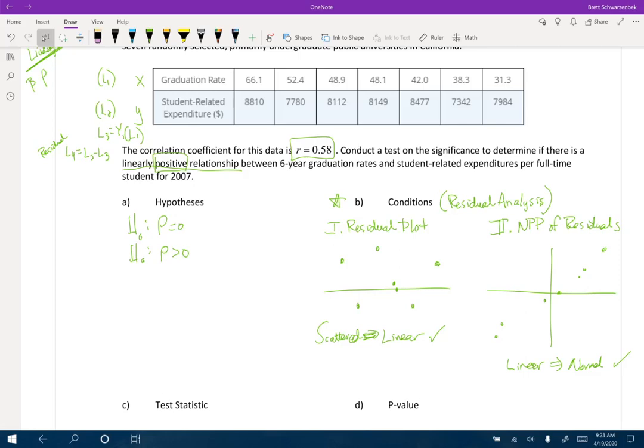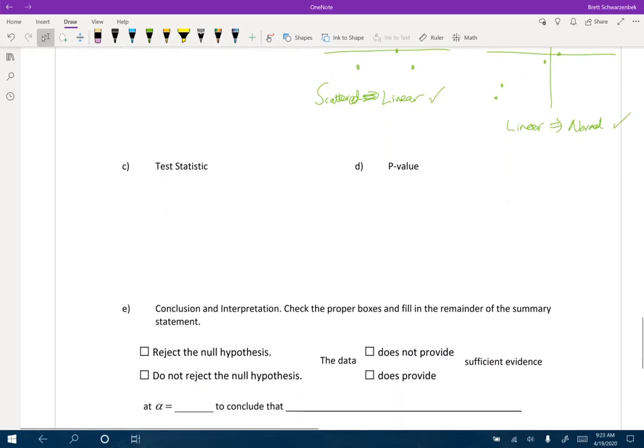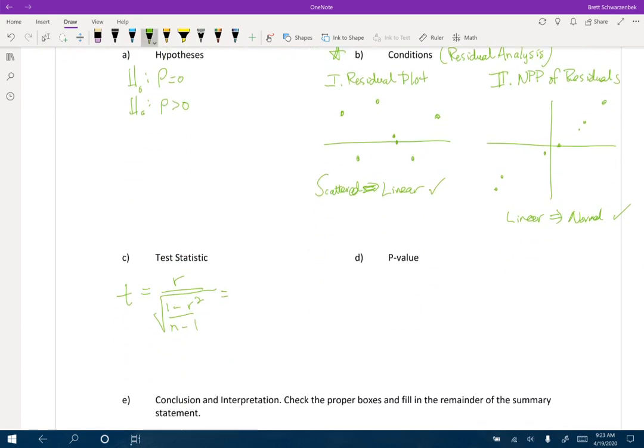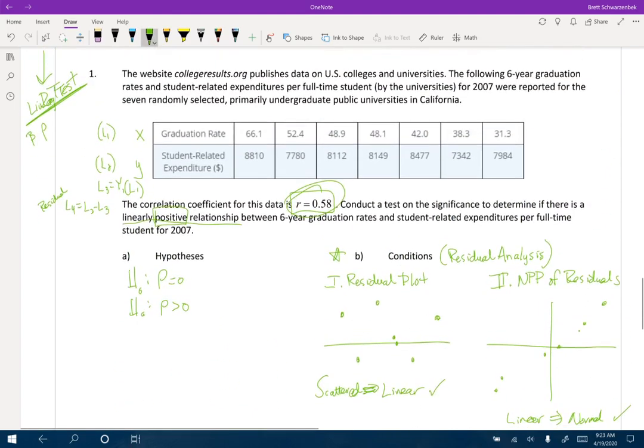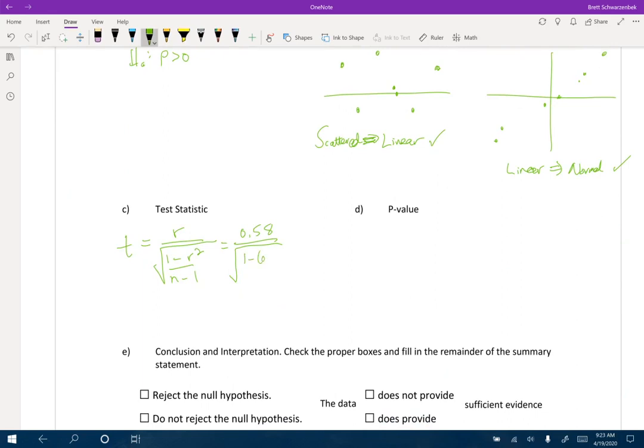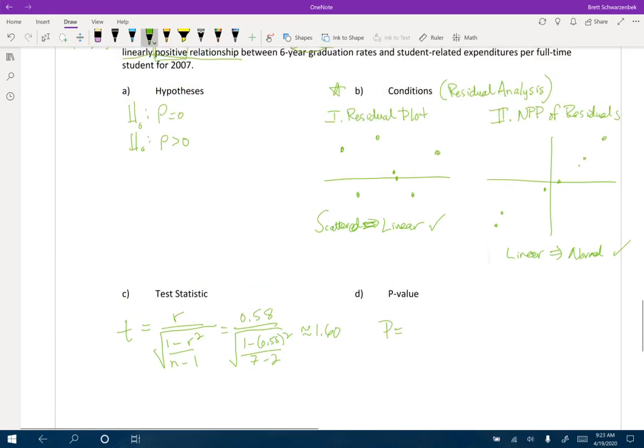Okay, now that the conditions apply, we can then move to our test statistic. Remember, that is equal to r over the big square root of (1 minus r squared) over (n minus 2). We were given that r was 0.58, so we can put 0.58 up here. We were given that the sample size was 7, so square 0.58 here, and then do 7 minus 2. If we do this, we're going to get a test statistic of 1.60. We can then do the p-value very quickly. So remember, we're dealing with a graph.